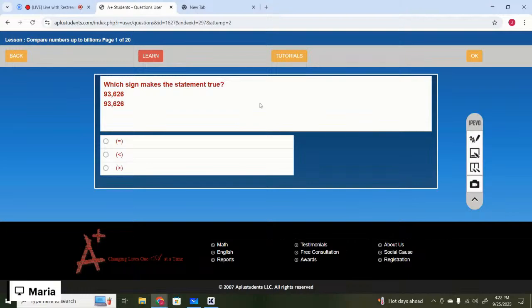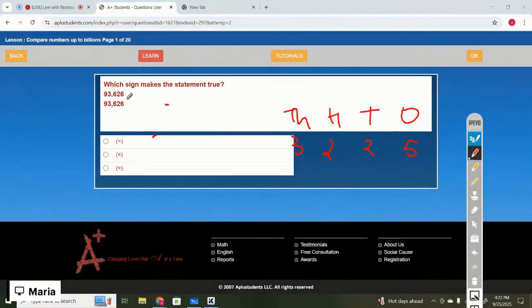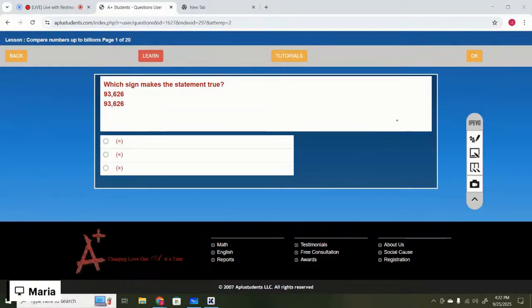Which sign makes the statement true? So you have to compare the numbers. How do we compare? 93,626 and 93,626, they both are exactly equal.